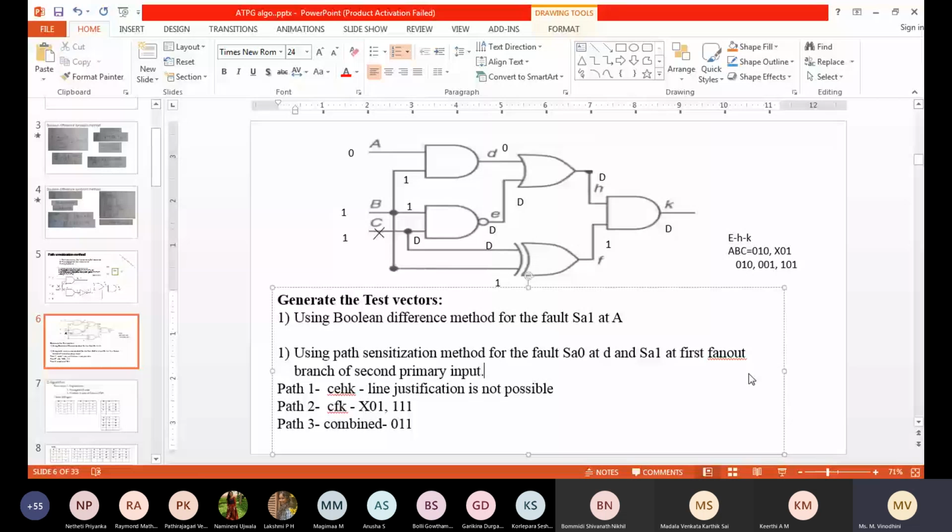Are you able to hear me? Yes, ma'am. Then answer. I have given you for the same circuit, I asked you to practice whenever you get time. So for fault stuck at 0 at D, I have given, another fault also I have given. So can I consider both the faults in my circuit and get the test vector? Or I need to consider faults one after the other and get the test vector?